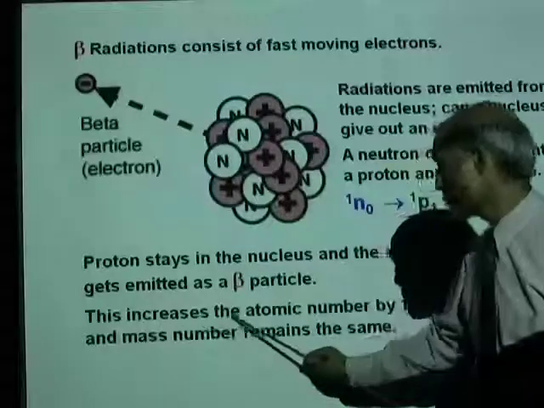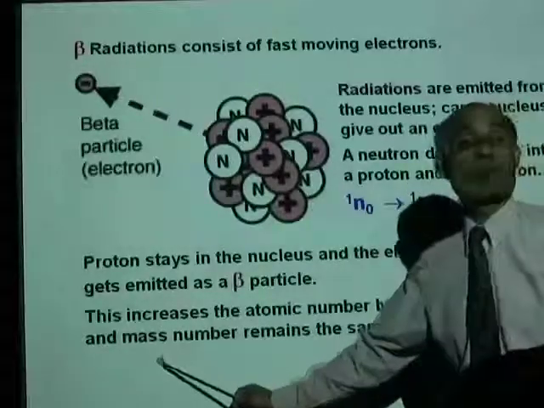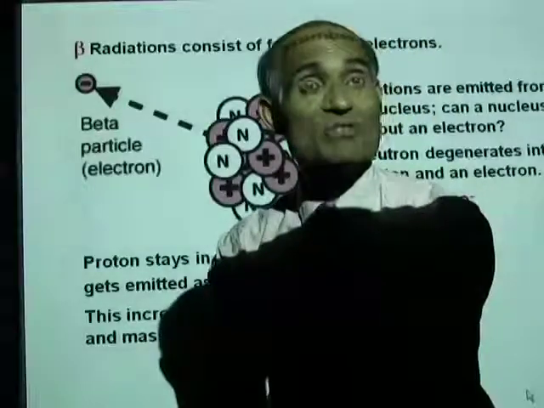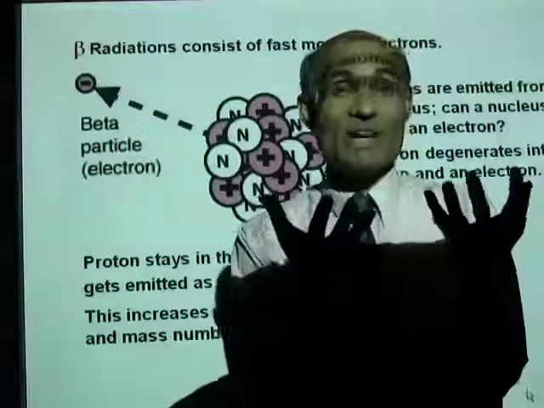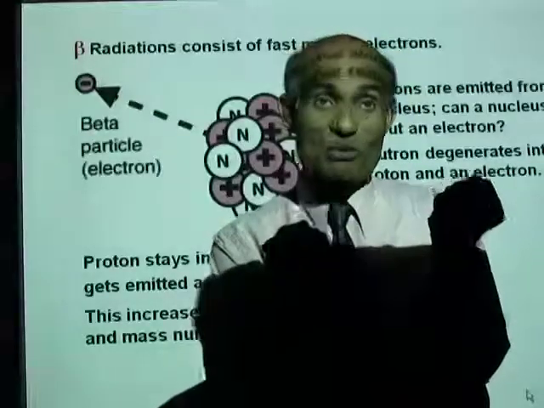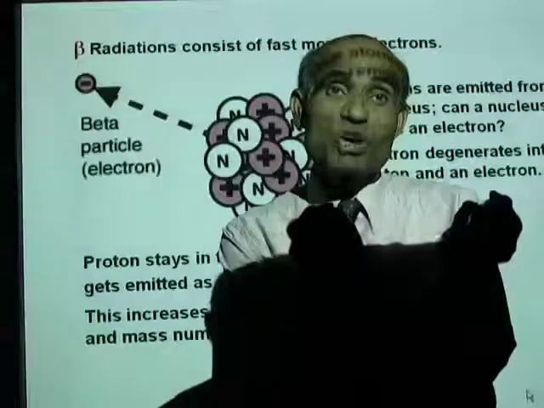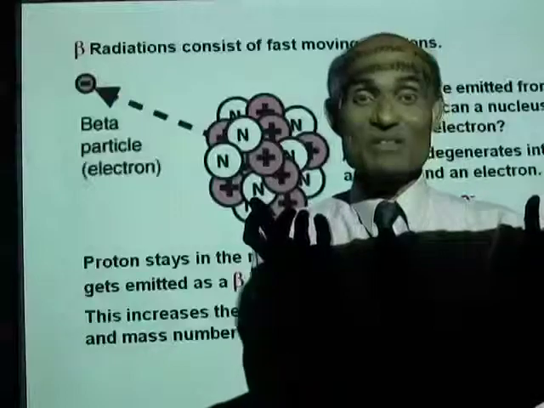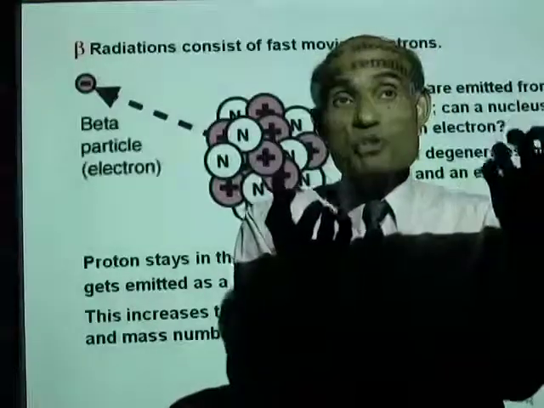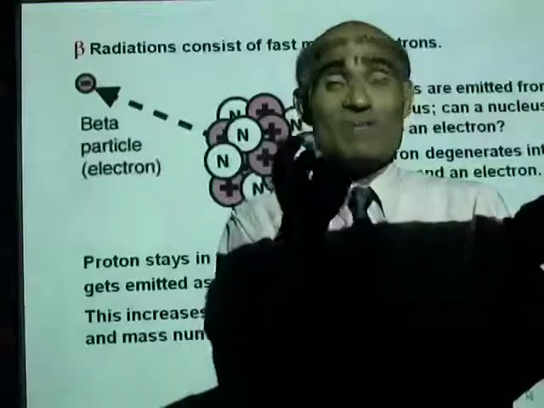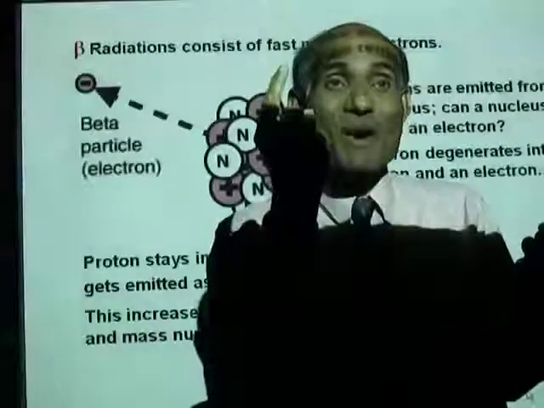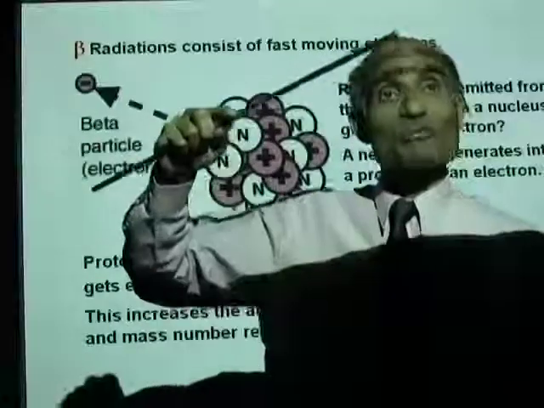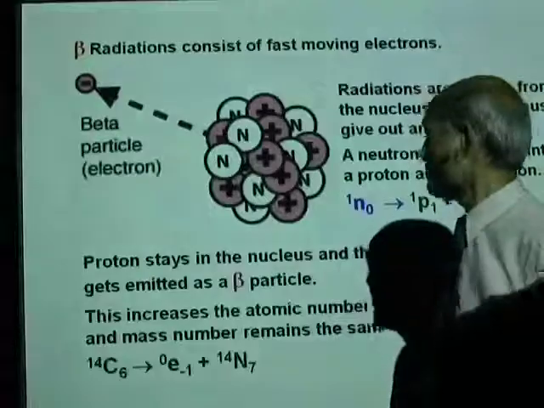This means it increases the atomic number by 1 unit and the mass number will not change. Why doesn't the mass number change? Because a neutron and a proton both contribute to the mass number. When a neutron changes to a proton, the total number of neutrons and protons doesn't change. But the number of neutrons is less by 1. The number of protons is greater by 1. Right? The total number remains the same. The atomic number increases by 1. The mass number remains the same.